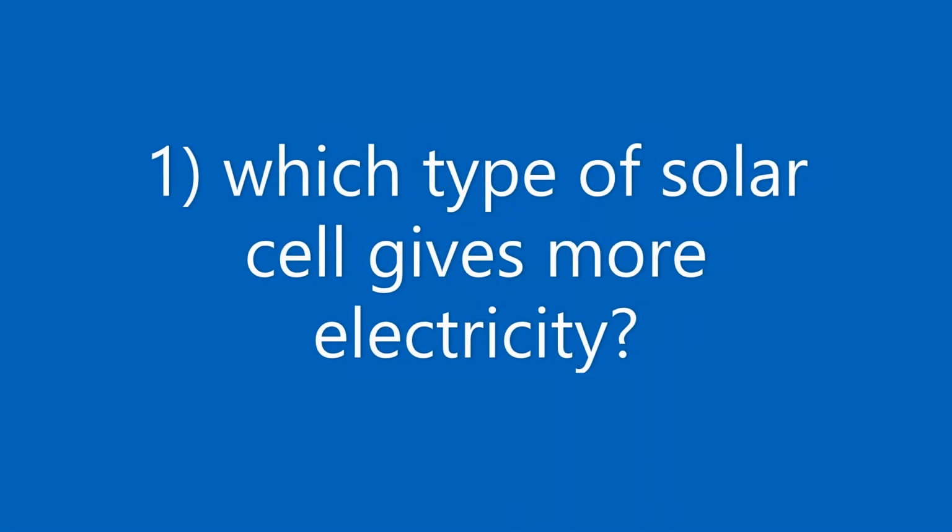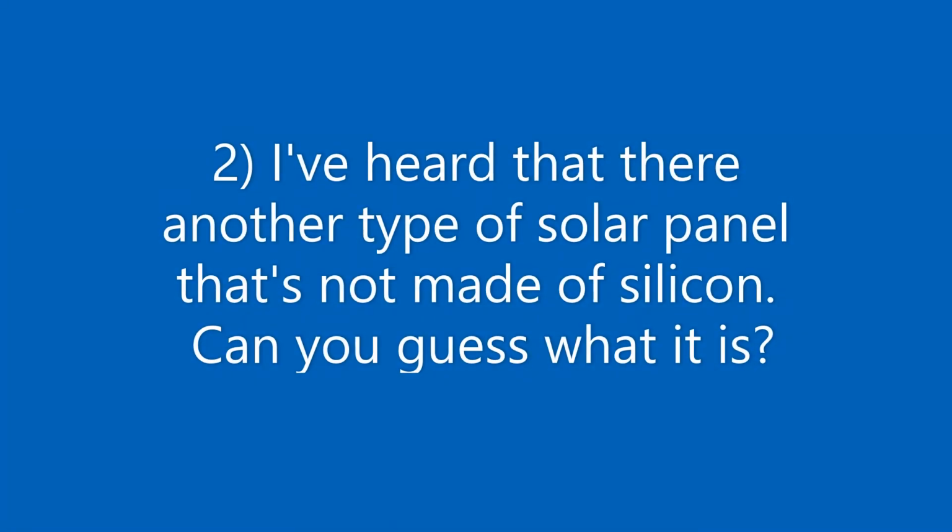Here's my first question. Which type of solar cells give more electricity? Is it the monocrystalline silicon cells or the polycrystalline silicon cells? Here's the second question. I've heard that there is another type of solar panel that's not made of silicon. Can you guess what it is?